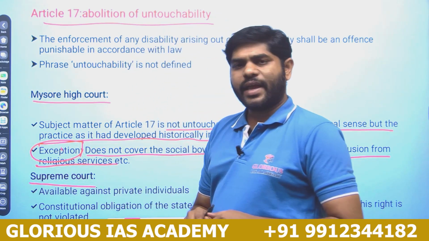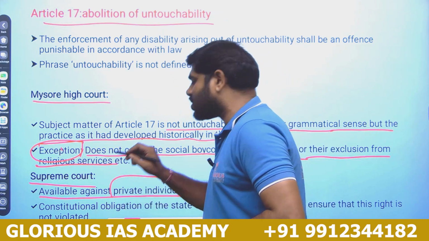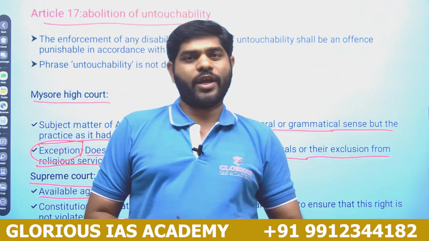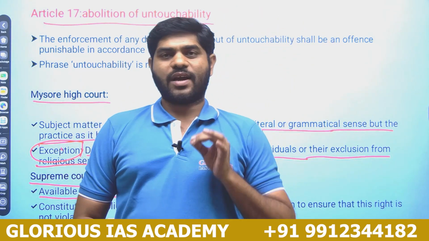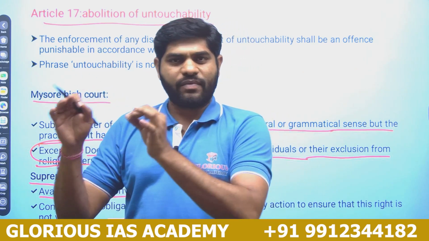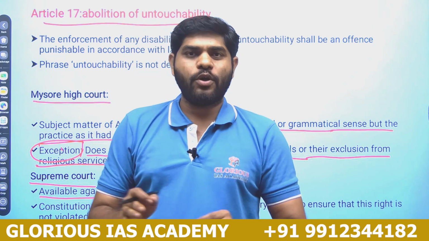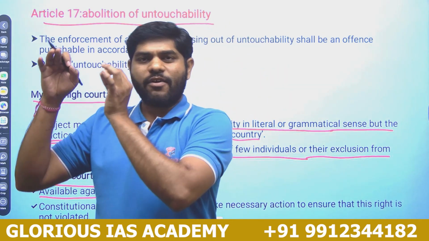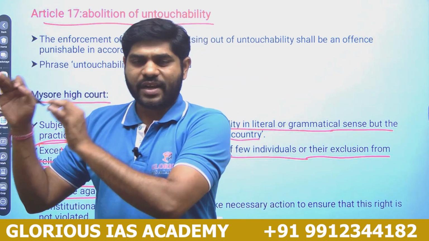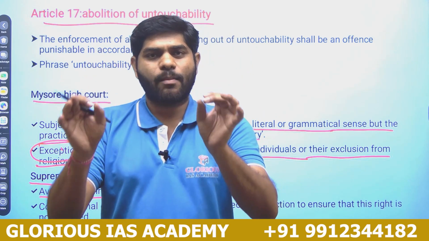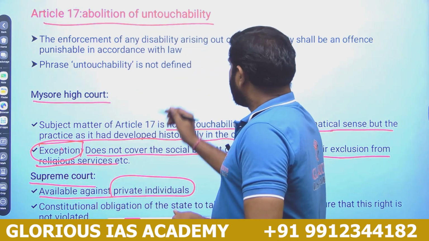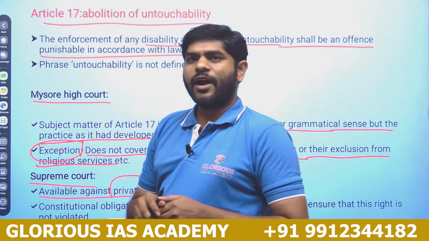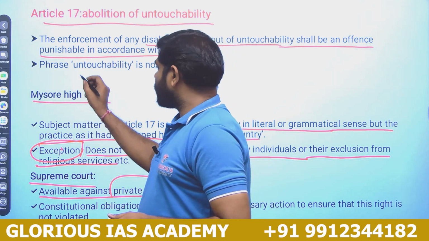The Supreme Court says untouchability is applicable against private individuals also. The State should not practice untouchability, and no private individual should practice untouchability against any other individual in the country. Suppose I insult a certain person in the name of caste, that will come under untouchability. So the Supreme Court gave a wider expression to untouchability; it imposed restrictions not only on the State but on every individual living in this country. If they practice untouchability, it would be an offense under Article 17. Disability arising out of untouchability shall be a punishable offense according to the law under Article 17.